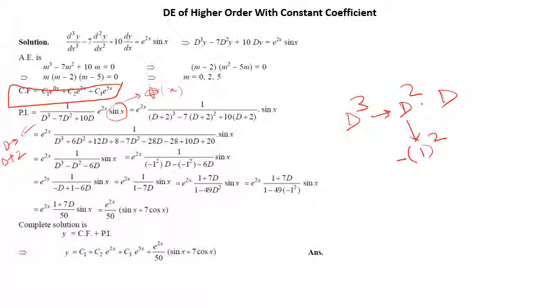We obtain this term. Multiply the conjugate of this in the numerator and denominator. We have this. This D square is replaced by minus 1. Right? Then we find this term: 1 plus 7D, 1 into sin x, 7D into sin x means 7 times d by dx of sin x. This term is PI. Now y is equal to CF plus PI. Right? This is the solution.